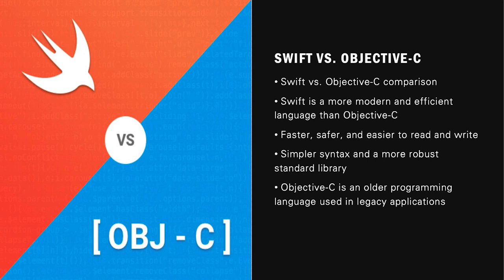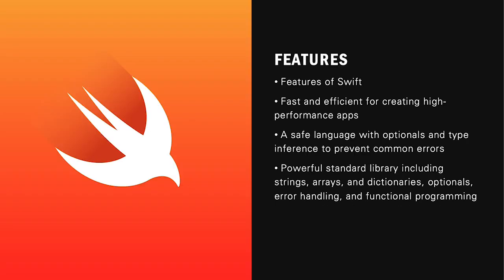Objective-C, on the other hand, is an older programming language that was used to develop iOS apps before Swift was introduced. While Objective-C is still used in some legacy applications, Swift is now the primary language used for developing iOS apps. Features of Swift. Swift is designed to be fast and efficient, allowing developers to create high-performance apps.